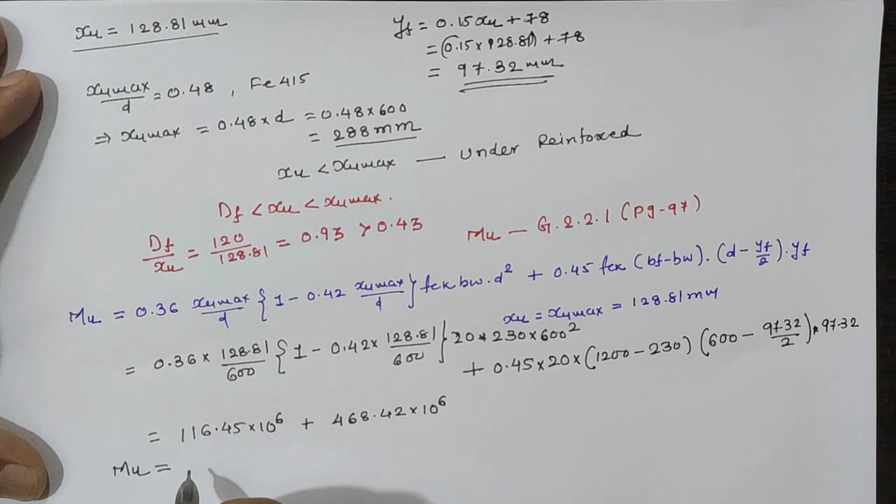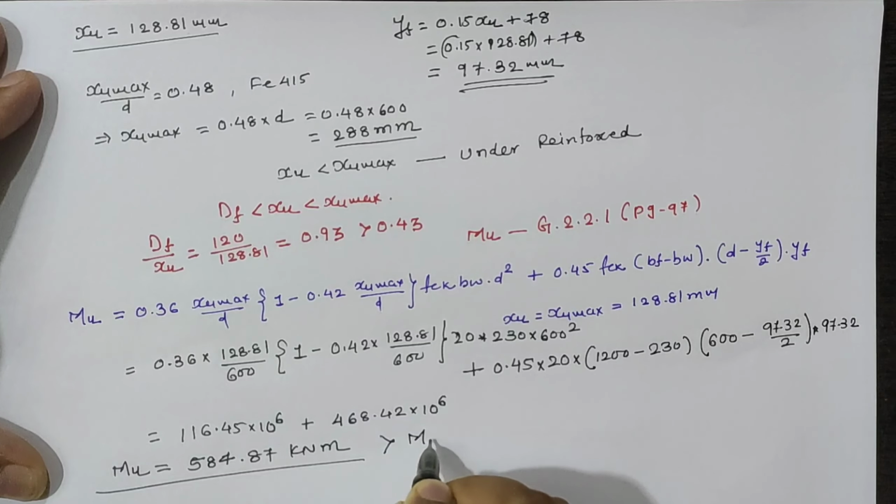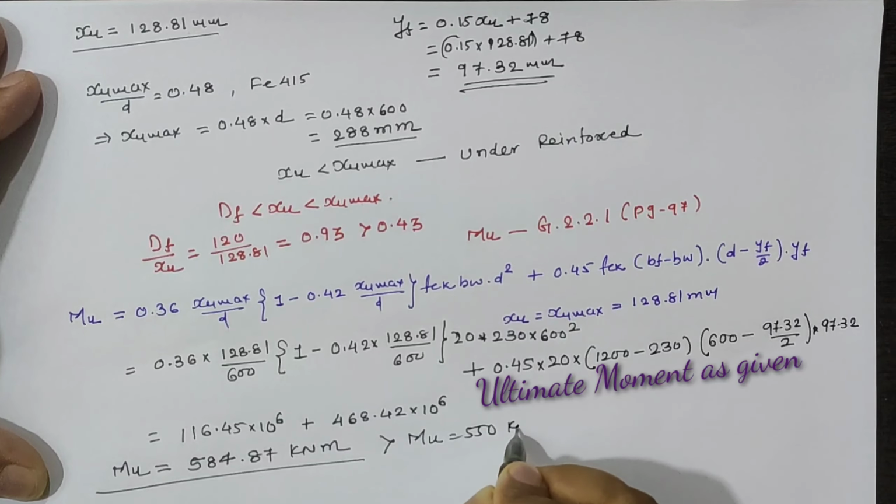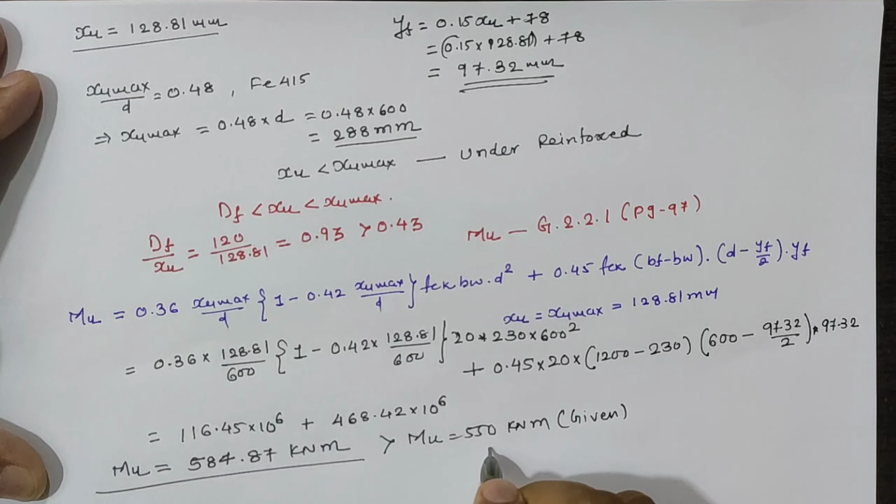Total moment of resistance is 584.87 in kilonewton meter, which is greater than Mu, which is 550 kilonewton meter as the given ultimate moment capacity. It means that the provision of 6 numbers of 20 mm diameter bars as Ast is safe.